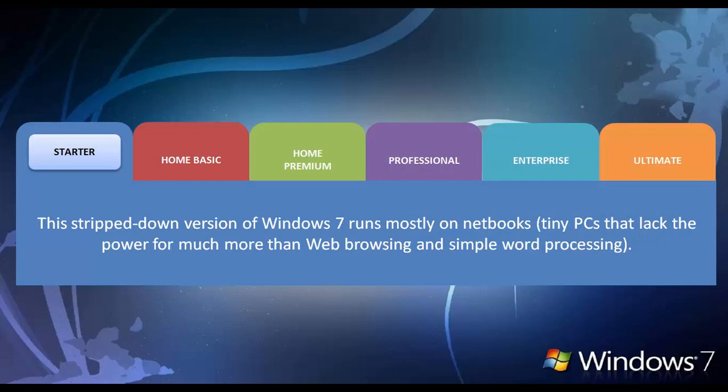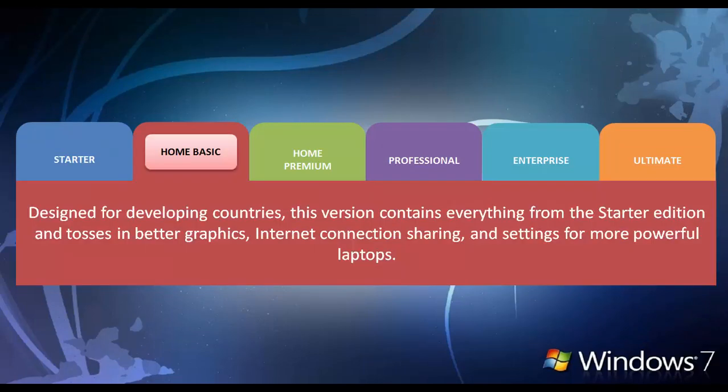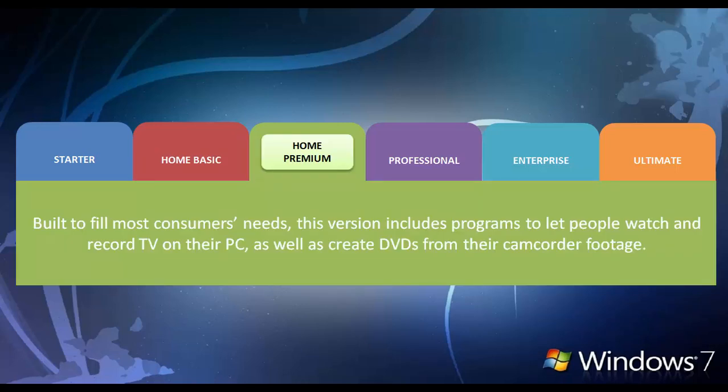Windows 7 Starter. This stripped-down version of Windows 7 runs mostly on netbooks. Windows 7 Home Basic, designed for developing countries. This version contains everything from the Starter Edition and tosses in better graphics, internet connection sharing, and settings for more powerful laptops. Windows 7 Home Premium. Built to fill most consumers' needs, this version includes programs to let people watch and record TV on their PC as well as create DVDs from their camcorder footage.